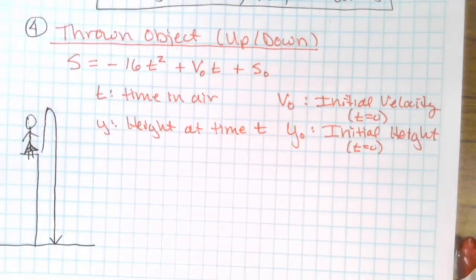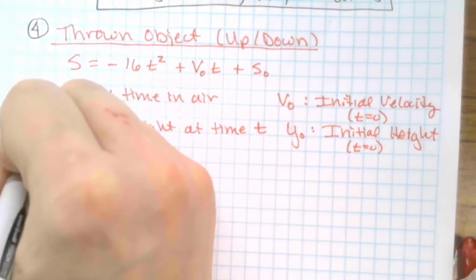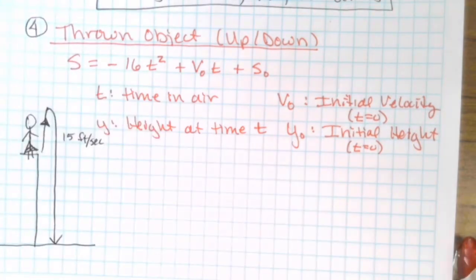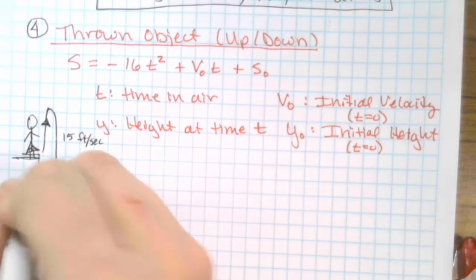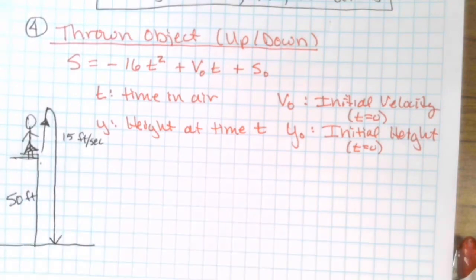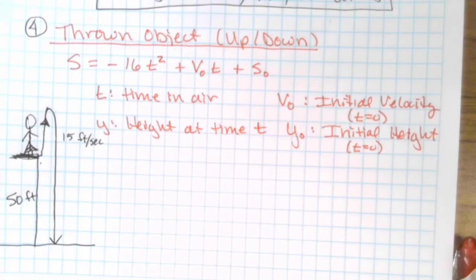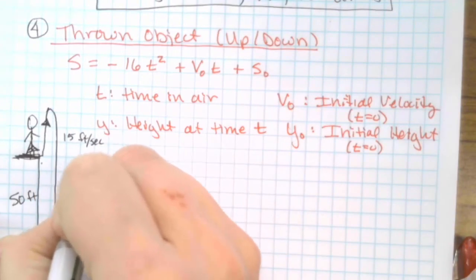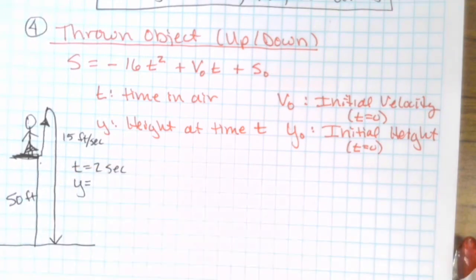And it says she threw it upwards at a rate of 15 feet per second. That was its original force being thrown up. And it says that she is on a 50-foot cliff, which means the rock started at 50 feet. We can assume that her body height is negligible unless they give you the height. So you always assume it's measuring from her feet. And they want to know how high is the rock after 2 seconds. So at t equals 2 seconds, they want to know y, which is the height at 2 seconds.